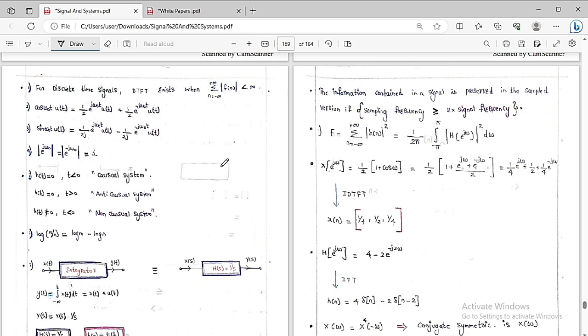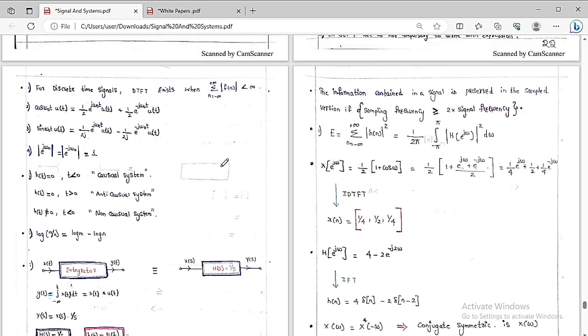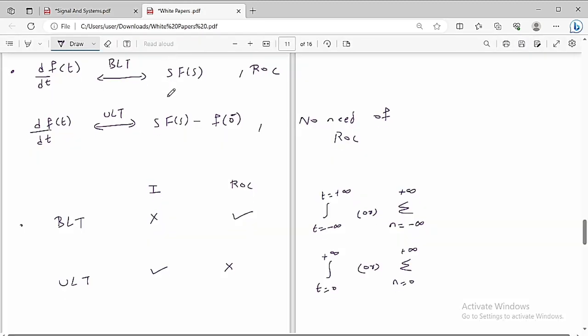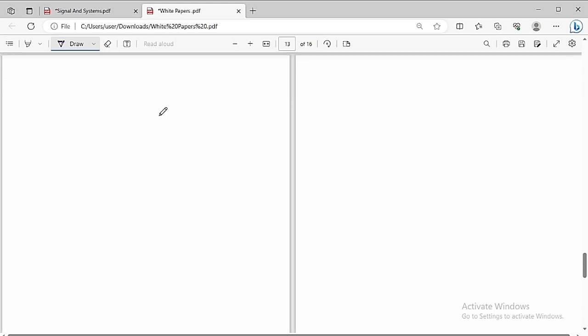Now the next important point is that for a discrete time signal, the discrete time Fourier transform exists when f of n is absolutely summable. See, for discrete time signals, the discrete time Fourier transform is going to exist when f of n is absolutely summable. I have already told you this one also. So let me give the conclusion so that you can easily understand.